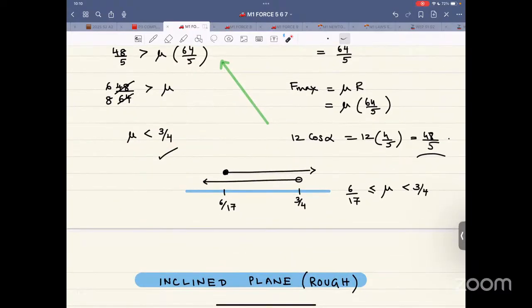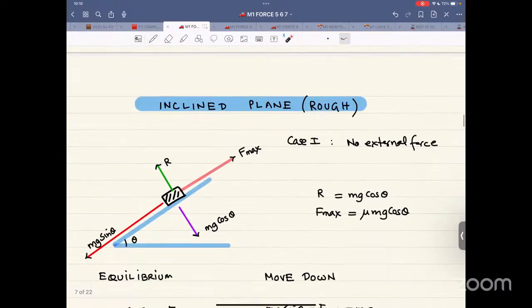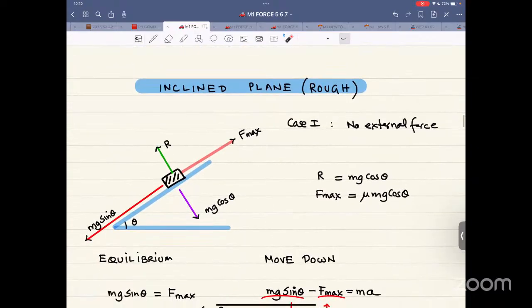One inequality is traveling in the right direction, inclusive. The other one is traveling in this direction, non-inclusive. So mu lies between these two. So now, inclined plane, rough surface.